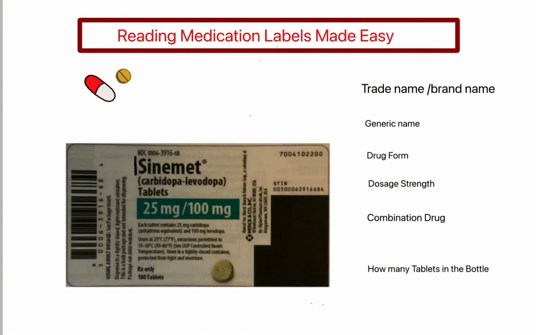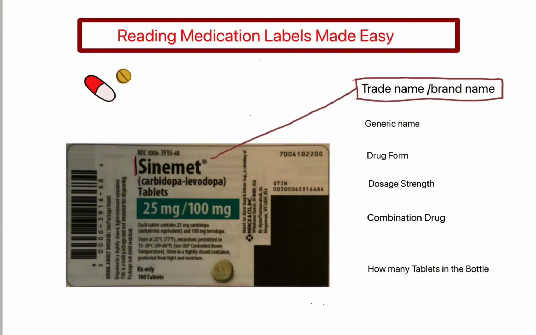In today's video, we will be learning how to read medication labels. The basic important information on a medication label is the trade name, also called the brand name of that drug, the generic name, the drug form, the dosage strength, whether it's a combination drug or a single drug, and how many tablets are in that bottle. These are the basic details of a medication label.